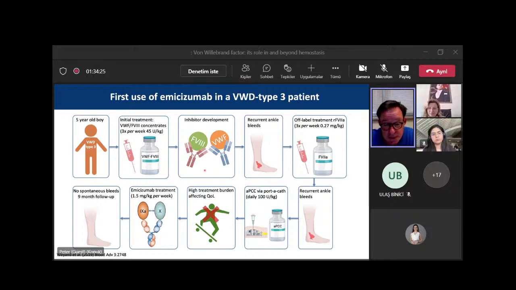And then they decided, okay, but if we now have emicizumab, can we not try emicizumab in the boy? So they gave him emicizumab under standard conditions, 3 milligram loading dose for 4 weeks, and then 1.5 milligrams per week further on. And actually, the boy did not have spontaneous bleeds anymore for a period of 9 months. So all the ankle bleeds were resolved by using emicizumab. Well, that was the first example.